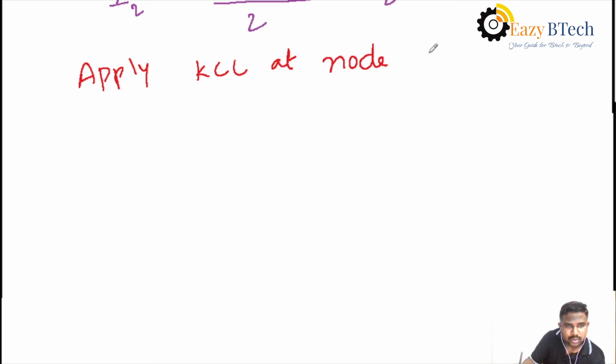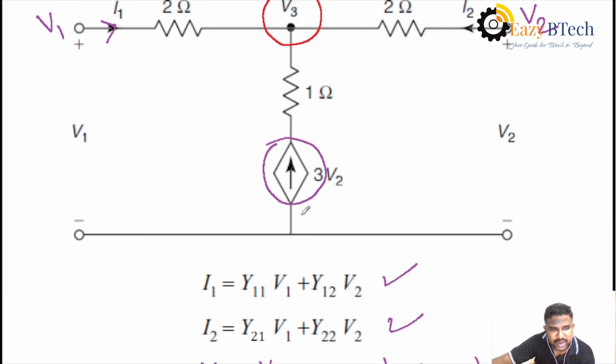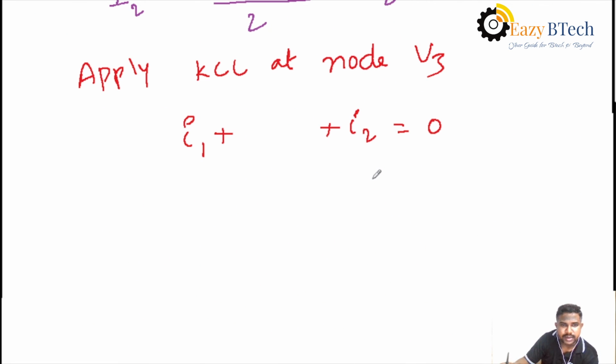The next step is to apply KCL at node V3. That is, all currents are entering: I1 is entering, plus I2 is also entering. But what is in the middle branch here? In the middle branch, there is a current source, whose value is 3 into V2. That current source is also entering the node. That's why all currents are entering.